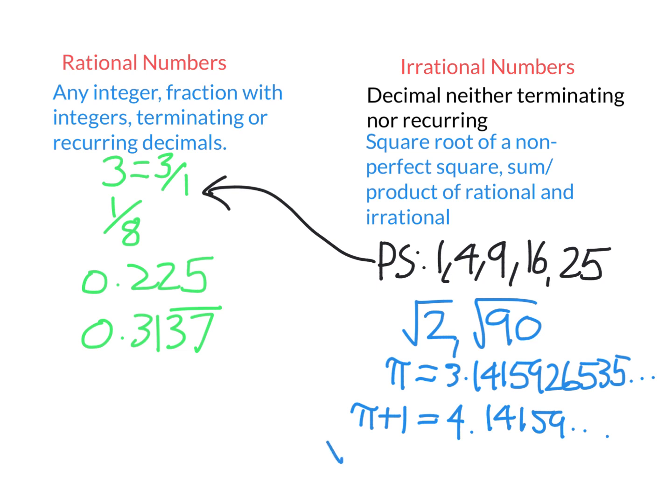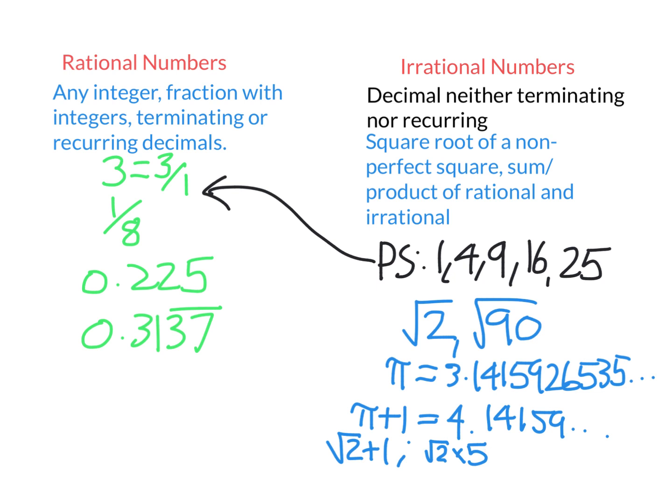Similarly, root 2 plus 1. Adding 1 doesn't change the fact that its decimal is neither terminating nor recurring. If you times root 2 by a rational number like 5, root 2 times 5 is irrational.